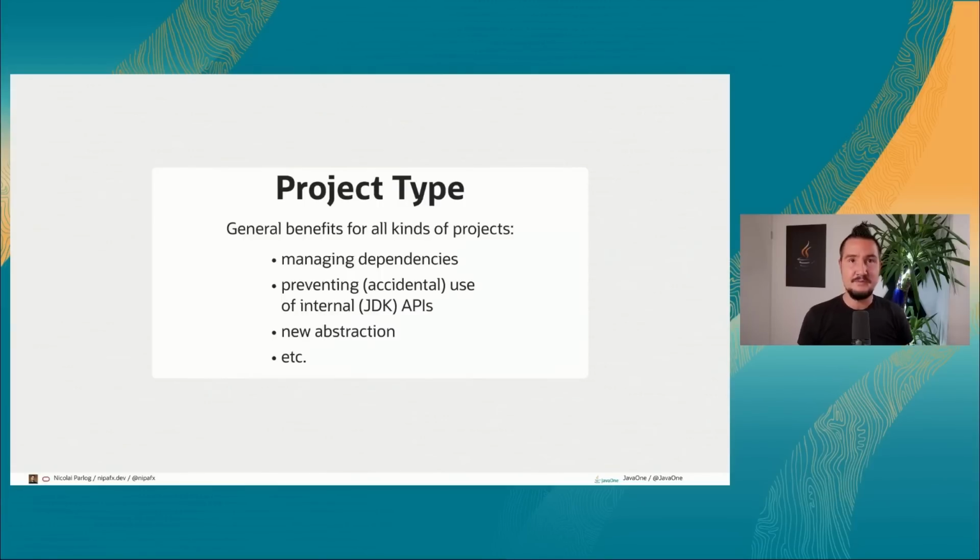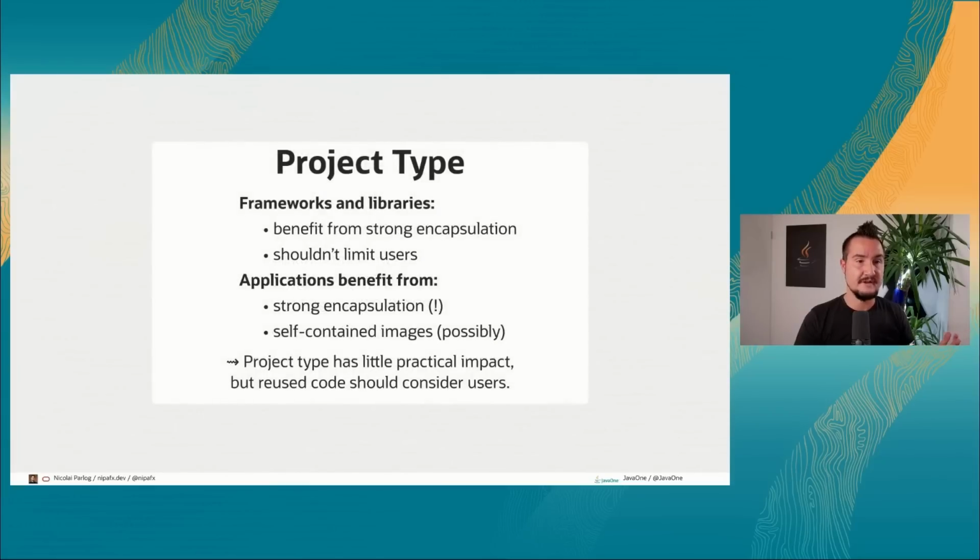If we look at project type, then what kinds of benefits do you get? So all kinds of projects get the advantage of managing their dependencies more cleanly. As I said, all dependencies have to be listed. You cannot accidentally use internal APIs from the JDK or elsewhere. You get the new abstraction of a module-info where you can add all the documentation. And all of those benefits are regardless of what kind of project you're having. Now, of course, frameworks and libraries have this big advantage that they can use strong encapsulation to guard their own internals from their users. That's a big one for libraries and frameworks. And the other consideration here is that they probably don't want to limit their users. So if users want to use modules, most libraries want to enable that.